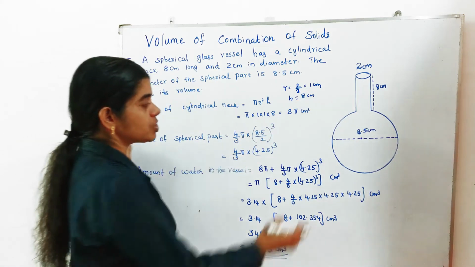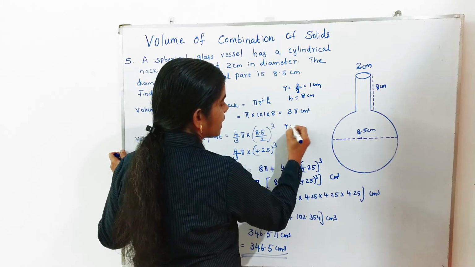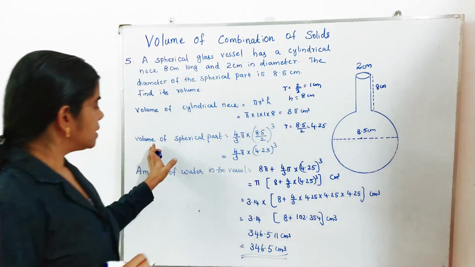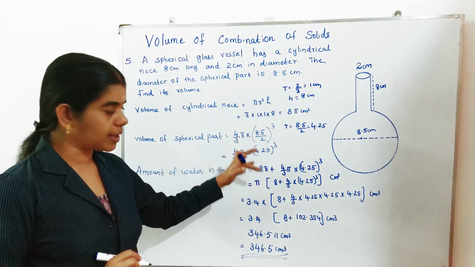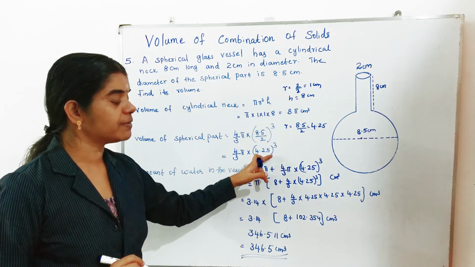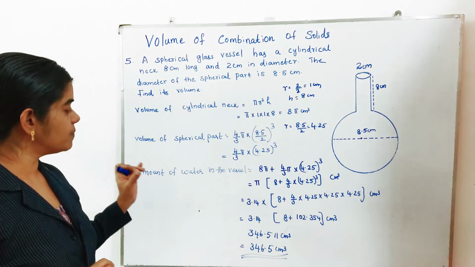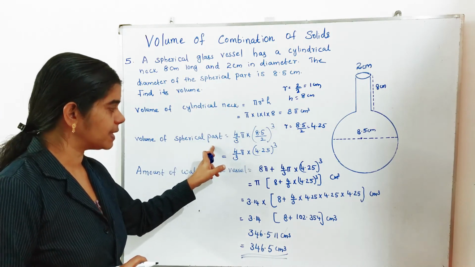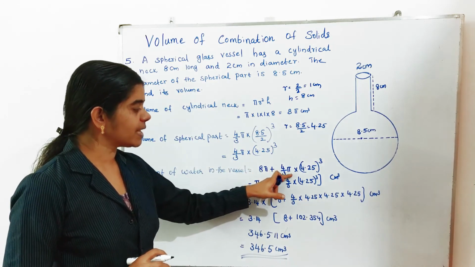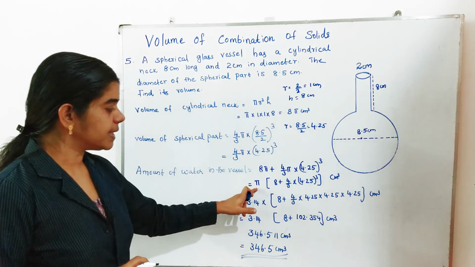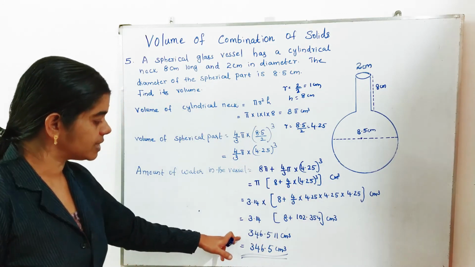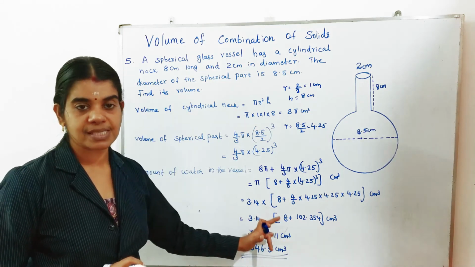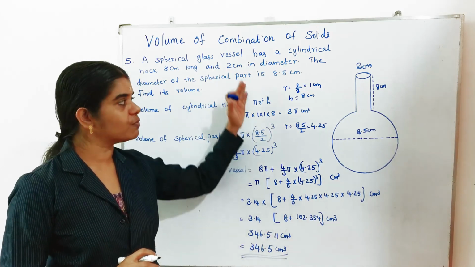Next one, diameter of the spherical part is 8.5. So radius will be 8.5 by 2, that is equal to 4.25. Then spherical part volume will be 4 by 3 pi r cube. So 4 by 3 pi into 4.25 all cube. Then amount of water in the vessel is equal to volume of the cylindrical part plus volume of the spherical part, that's equal to 8 pi plus 4 by 3 pi into 4.25 all cube. Then pi we can take outside. After doing the calculation we will get 346.511 centimeter cube. That is approximately we can say that 346.5 will be the volume of this vessel.